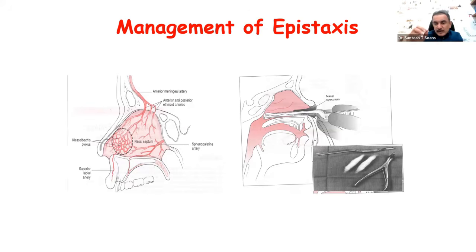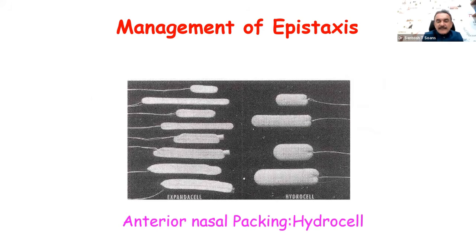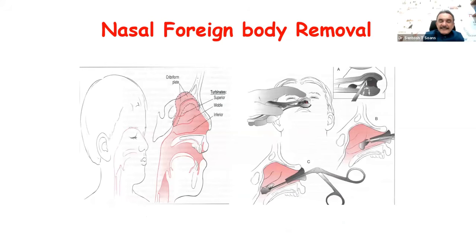You can put this in the nose and stop the bleeding. This is the anterior nasal packing, Hydrocell. As soon as you put it inside, it absorbs water, gets swollen up, and compresses the bleeding blood vessels. And this is a nasal foreign body, because babies are very inquisitive.